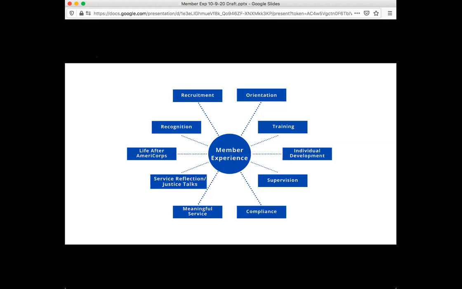Everybody wants to be thanked and appreciated for the work that they do. So we could probably keep building on this chart and add another 10 components, or break these up into subparts, but this is just to give you an idea of the range of things that you need to be thinking about when you think about planning an AmeriCorps grant and planning a program for your team of AmeriCorps members to provide service.